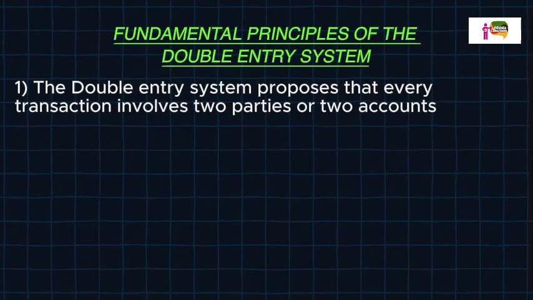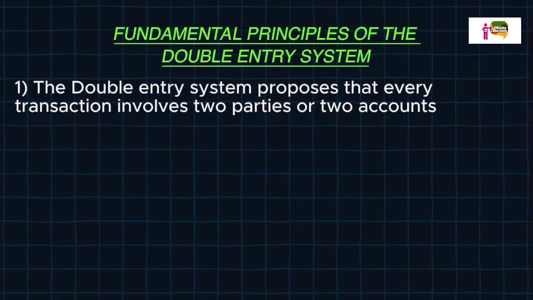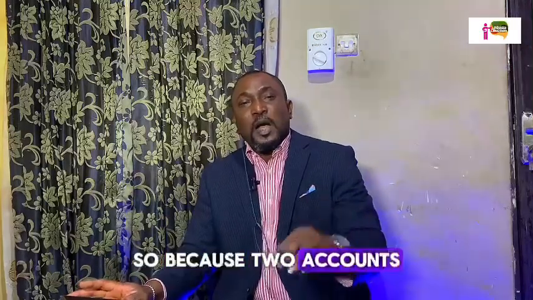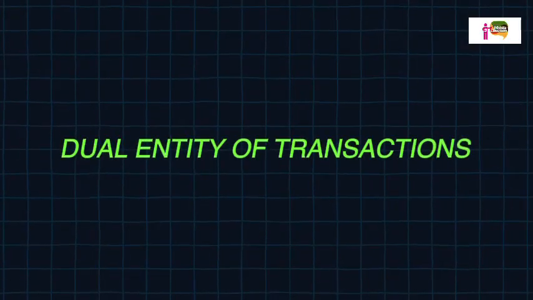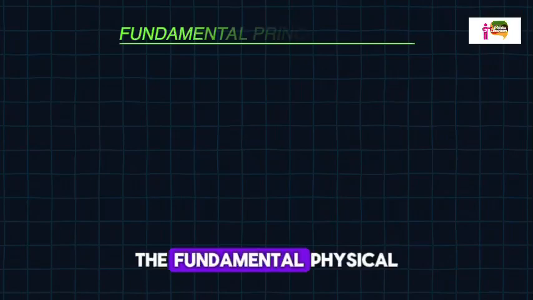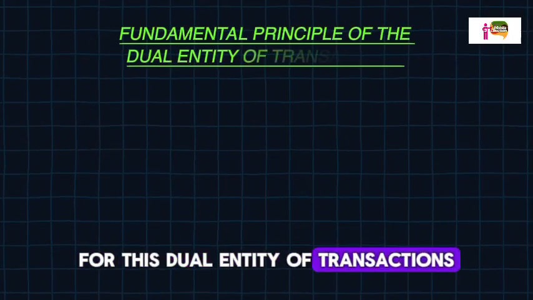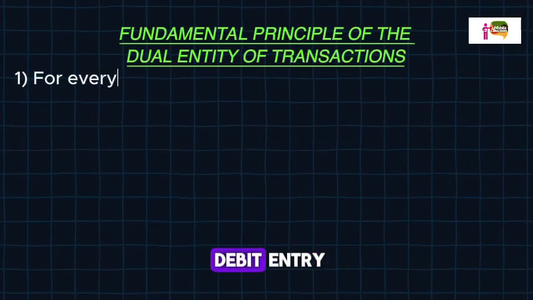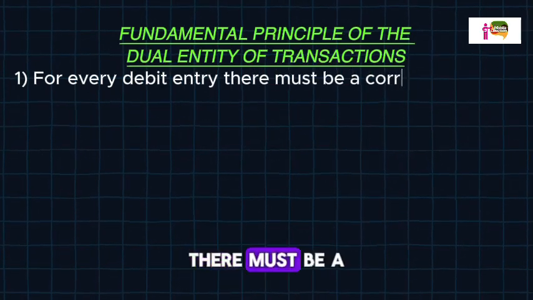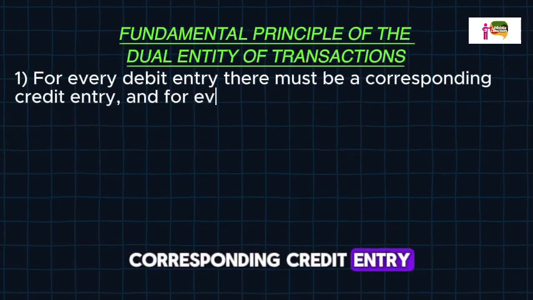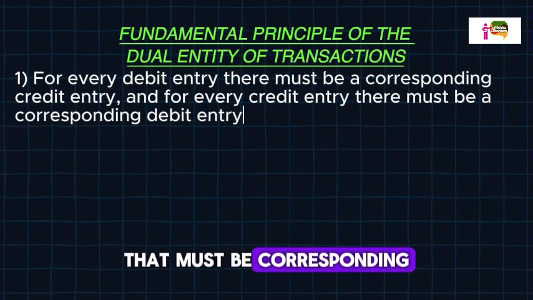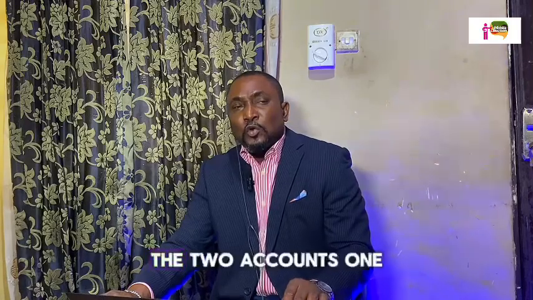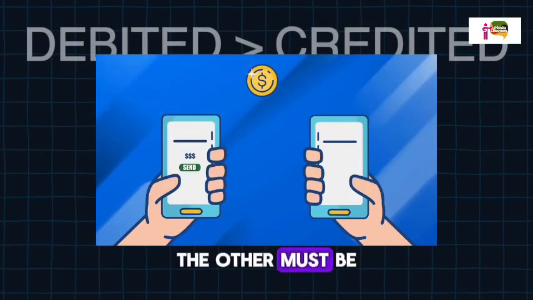proposes that every transaction involves two parties or two accounts. Because two accounts are involved, it is often referred to as the dual entity of transactions. The fundamental principle for this dual entity of transactions states that for every debit entry, there must be a corresponding credit entry. And for every credit entry, there must be a corresponding debit entry. The two accounts, one must be debited, the other must be credited.